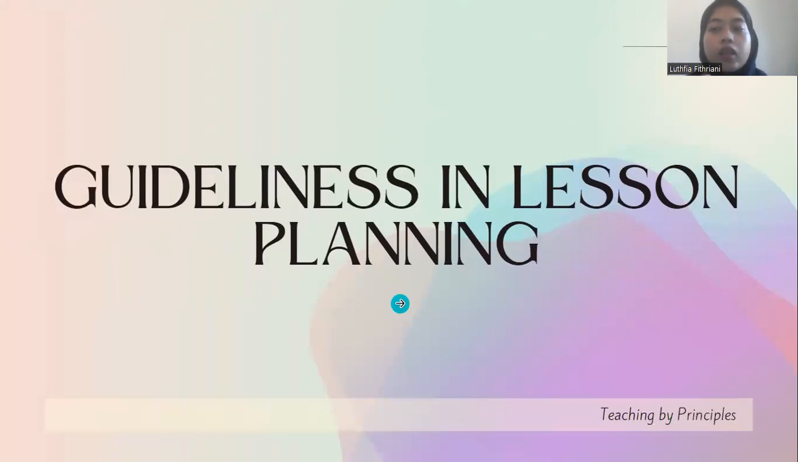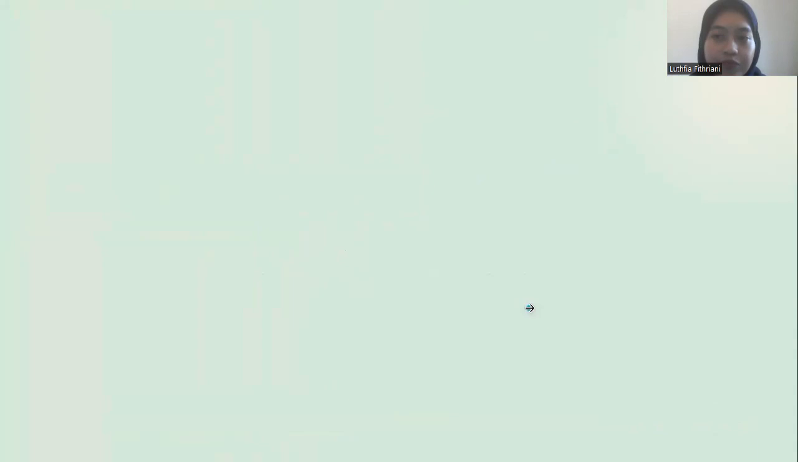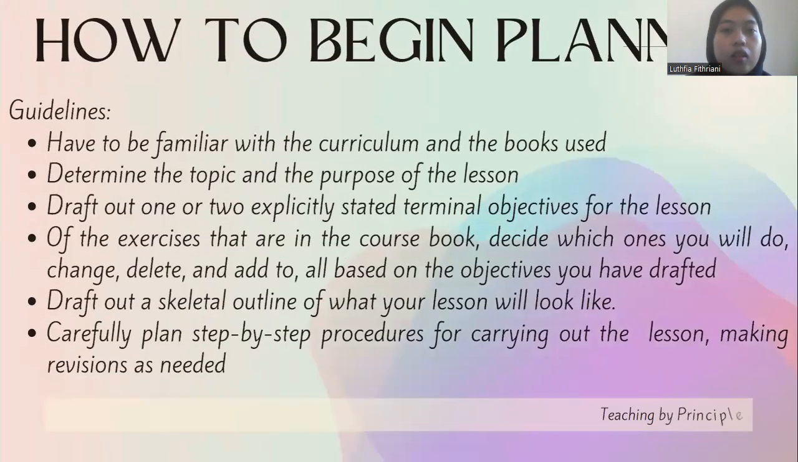Let's move to the second topic, guidelines in lesson planning. How to begin planning? There are some guidelines. Those are: be familiar with the curriculum and the book used, determine the topic and the purpose of the lesson, draft out one or two explicitly stated terminal objectives for the lesson.